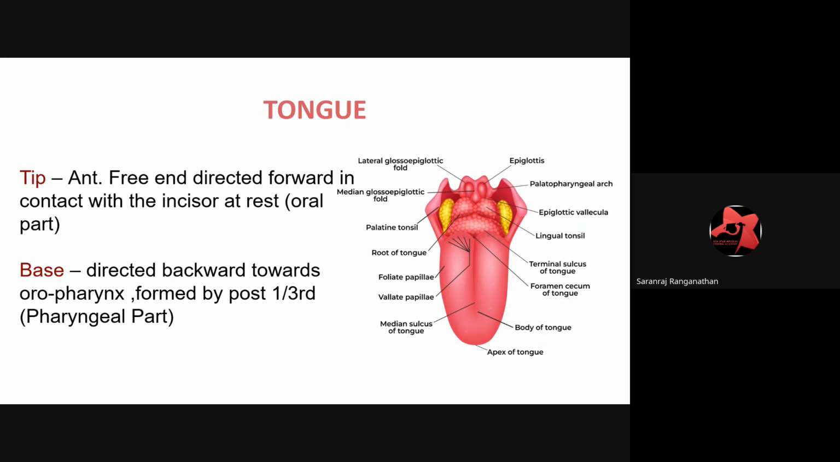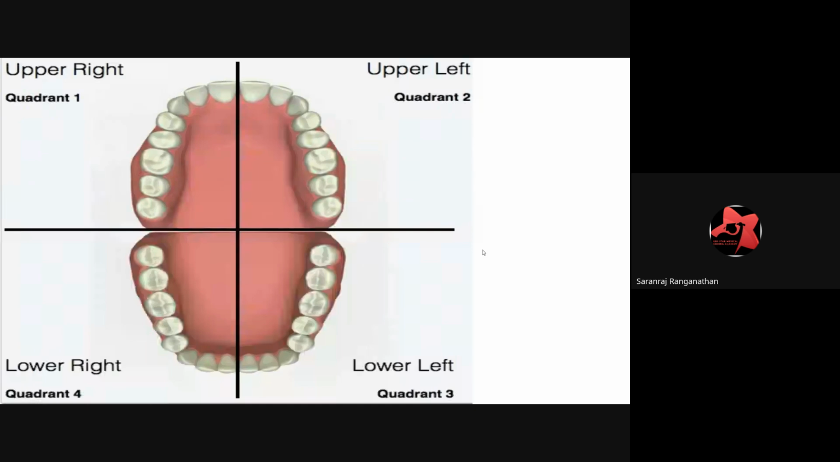Okay, so based on that, if in case any abnormality, mass or cyst is there, based on the anatomical part they will denote it and do the procedures. Okay, then next, based on the teeth, it will be divided into four quadrants: quadrant 1, quadrant 2, quadrant 3 and 4.